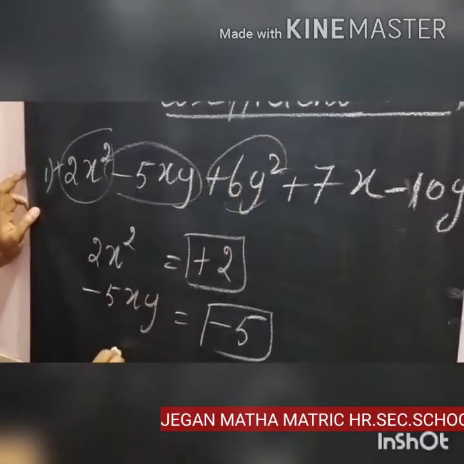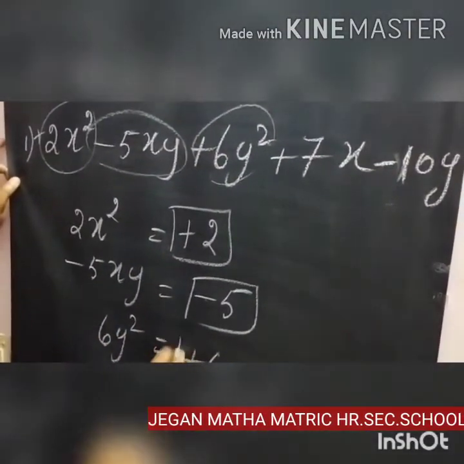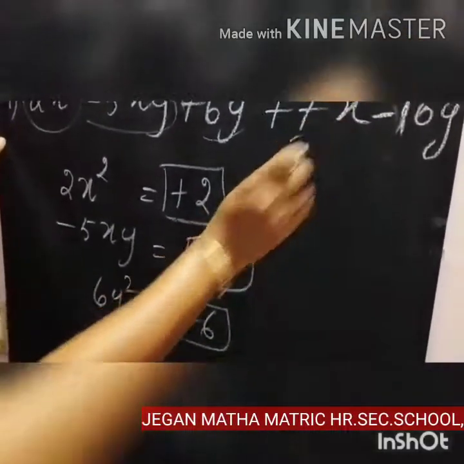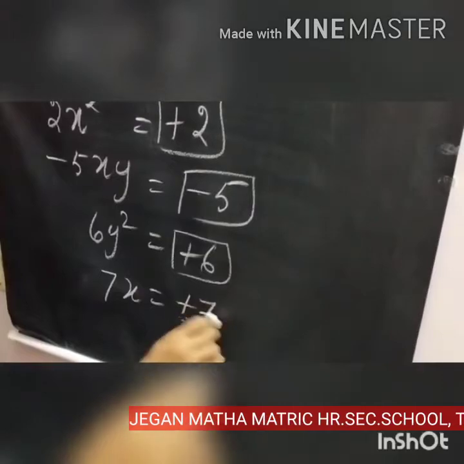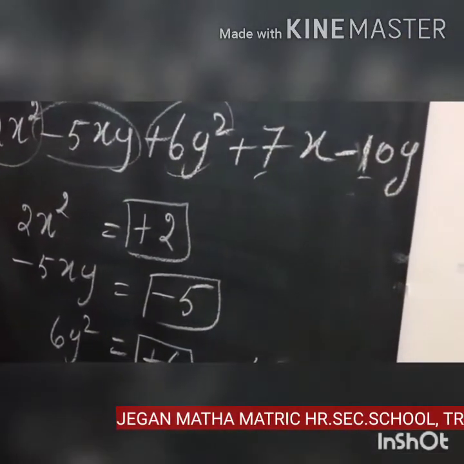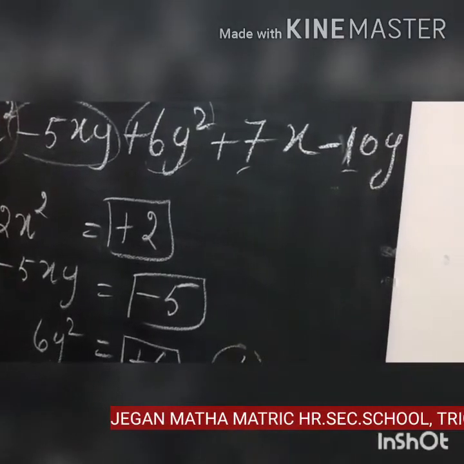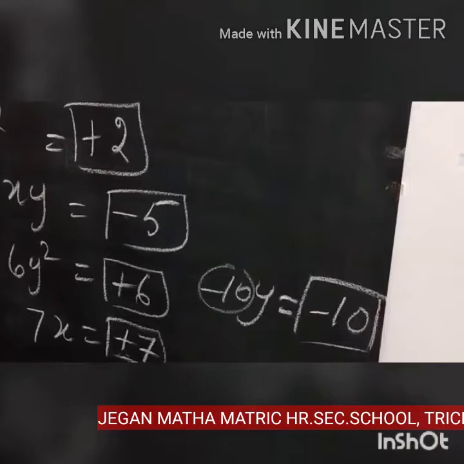The third one, 6y squared. It is plus 6. Fourth one, 7x. It is plus 7. Then the last one, minus 10y. With the sign you have to take minus 10. This is the numerical coefficient.